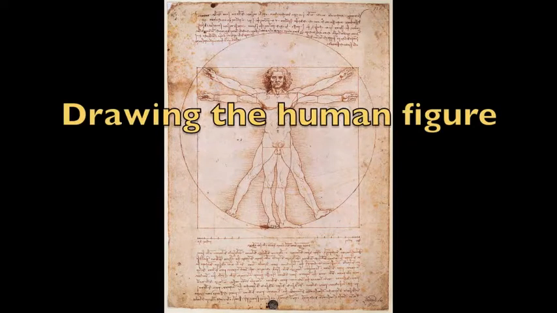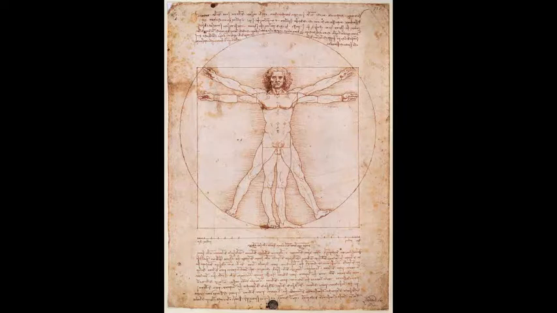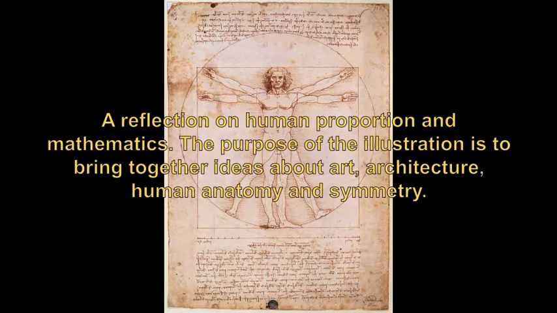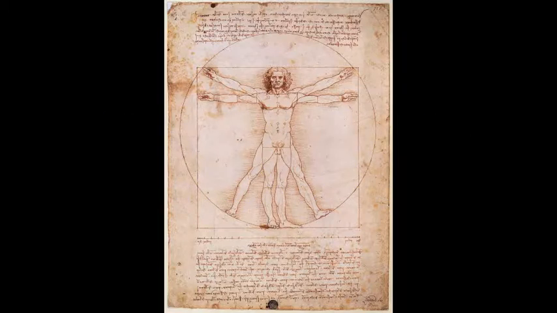In this video, we are going to learn about drawing the human figure. I'm sure many of you recognize this image. It is Vitruvian Man by Leonardo da Vinci. It was a reflection on the human proportion and mathematics, and the human proportion is what we are mainly going to be concerned with today.